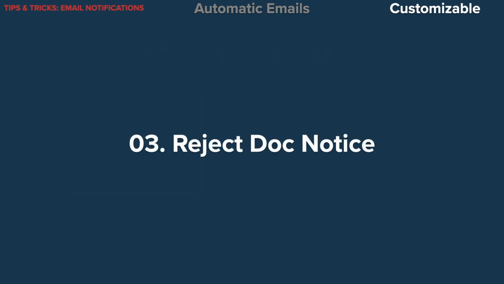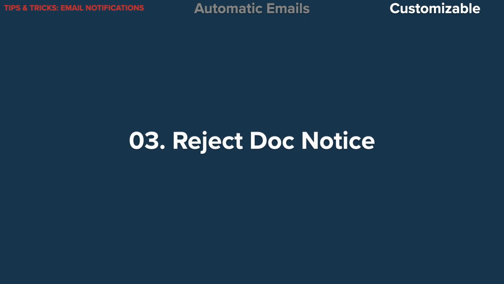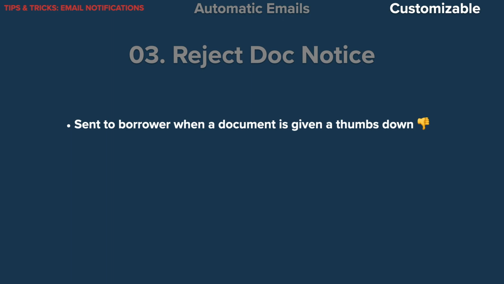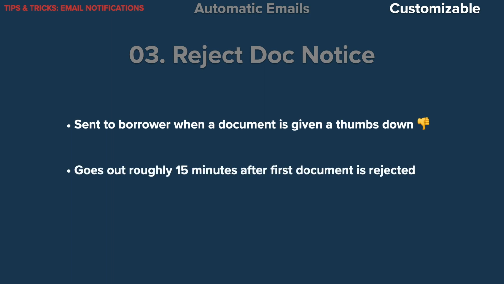Okay, next let's go ahead and talk about the reject doc notice. This is sent to the borrower when a document is given a thumbs down. This one also goes out roughly 15 minutes after the first document is rejected. So that's a pretty simple email there.